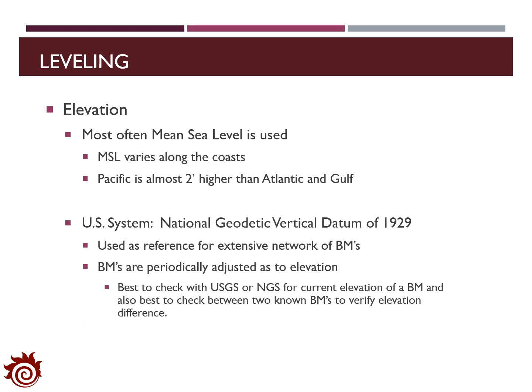In North America, we will use the US system, which is the National Geodetic Vertical Datum, and the system was developed in 1929. In this system, we define an extended network of benchmarks, which are a set of points with known elevation. The elevations of these benchmarks are also updated periodically. So in leveling, we need to check with USGS or NGS for the current elevation of the benchmark, and also check between two known benchmarks to verify the elevation differences.